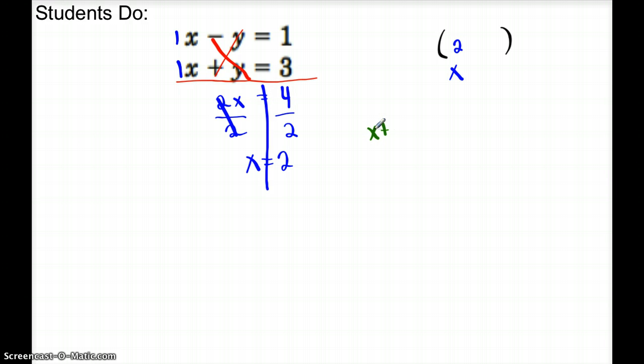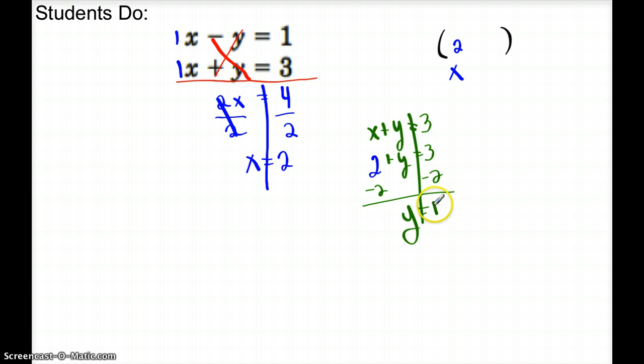So x plus y equals 3. That means that my x, I already know, is 2. And I'll fill out the rest of the equation, solve for y. 2 plus y equals 3. Minus 2 on both sides. And I'll now isolate my y. That means, again, y by itself. Solve for y. 3 minus 2 is 1.